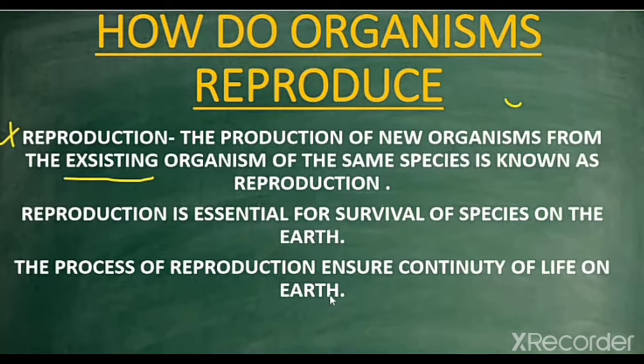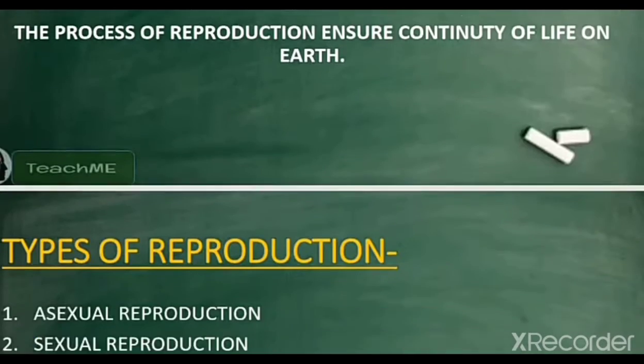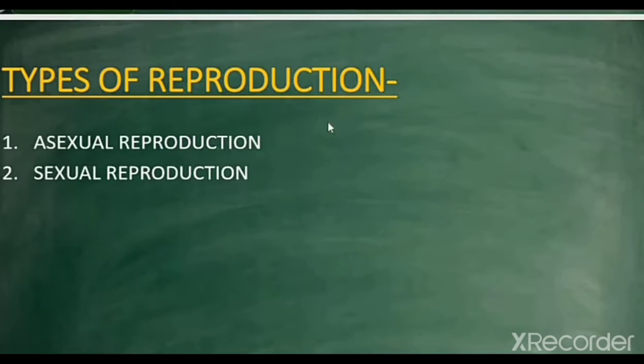It helps for the continuation of life on the earth, meaning that the generation is not completely diminished, it comes to the next generation. There are two types of reproduction: asexual reproduction and sexual reproduction.